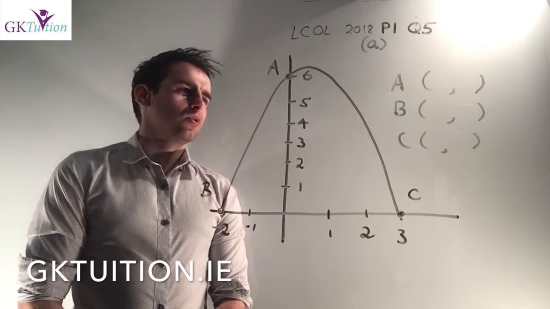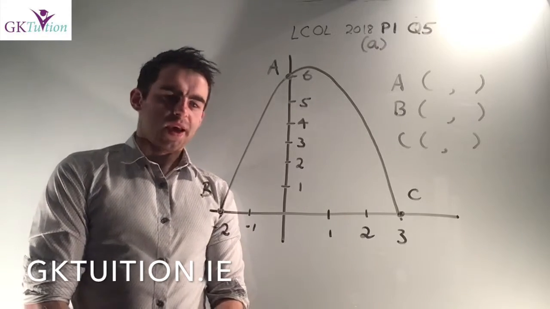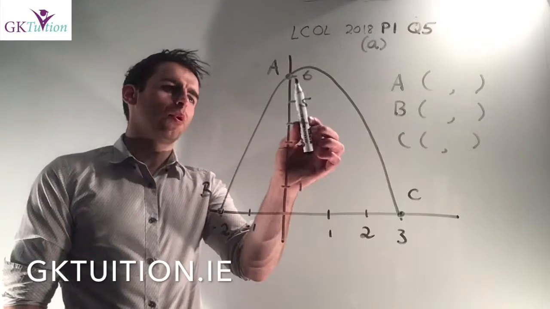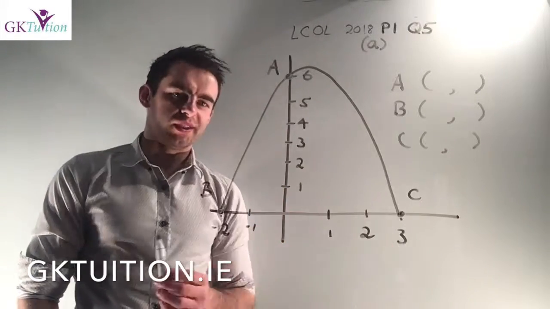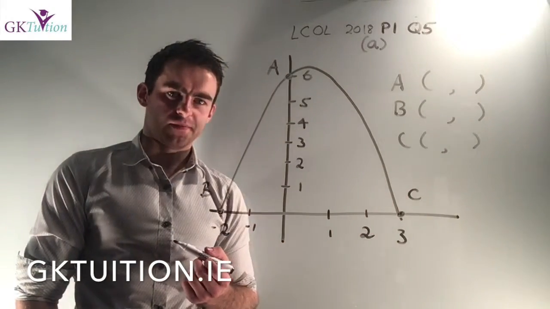Now the question that I've chosen to go through here is 2018 paper 1 question 5. In this question, in the first part, we're given a curve like this, and they've labelled the point A, the point B and the point C, and they've asked me to fill in the coordinates of these 3 points.